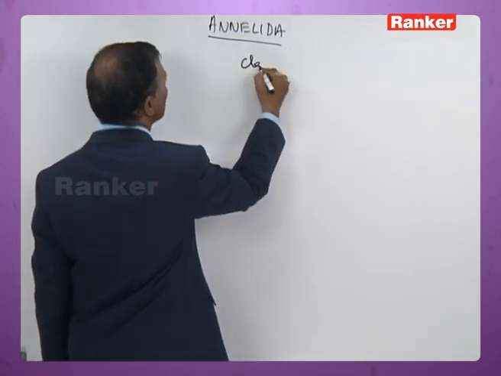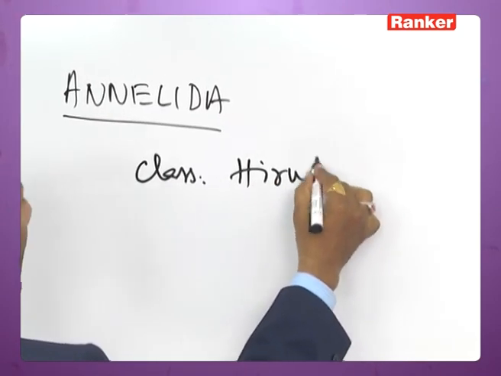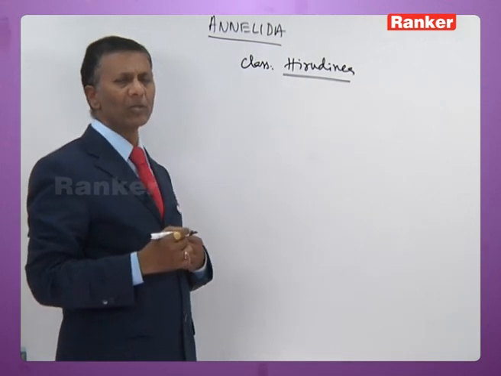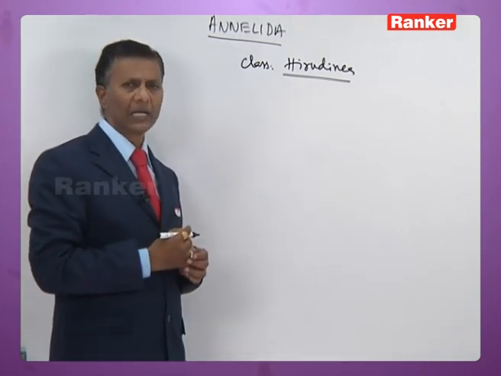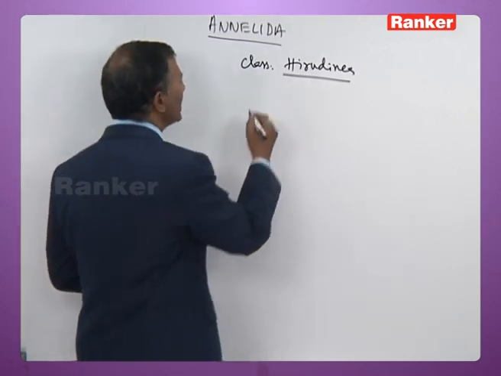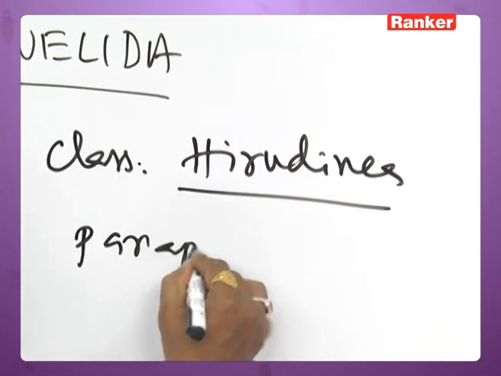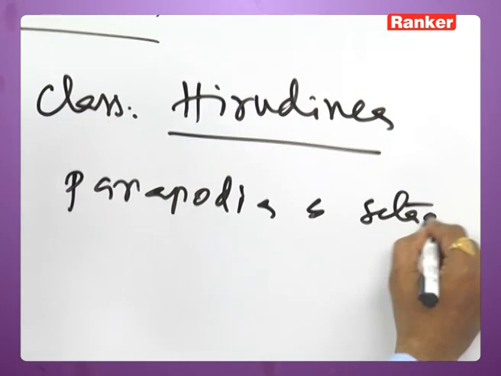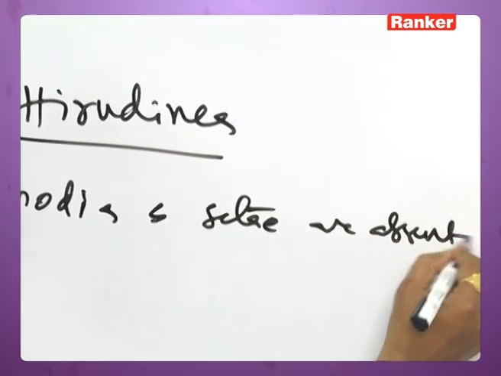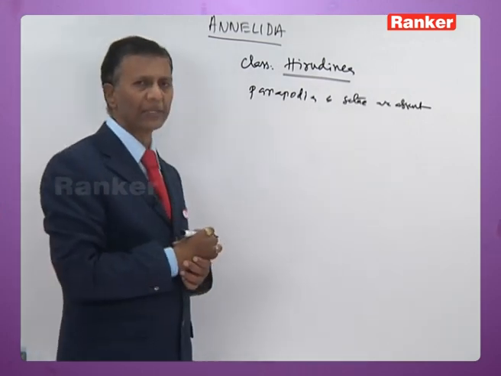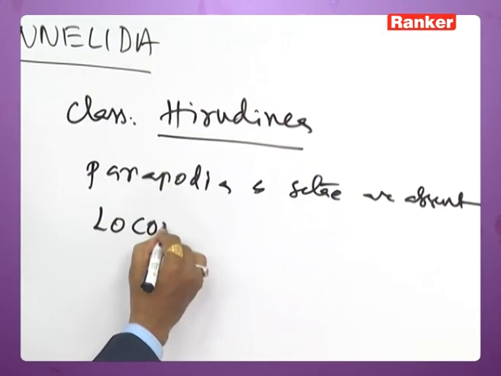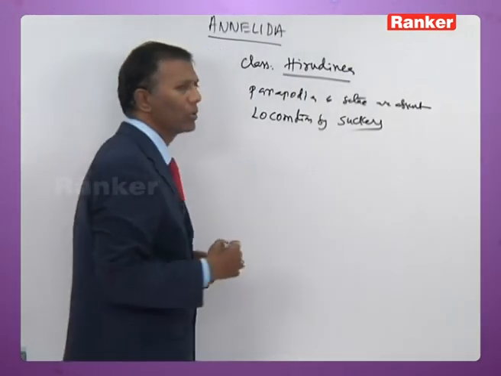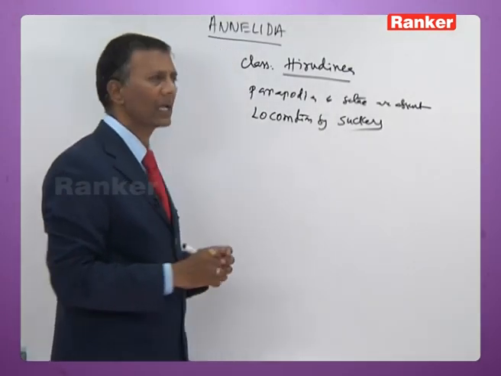Now you have class Hirudinea. Class Hirudinea includes leeches, where most of them are carnivorous and a few of them are sanguivorous. Now in leeches, parapodia and setae are absent. Locomotion takes place by suckers, by the oral sucker and ventral sucker.